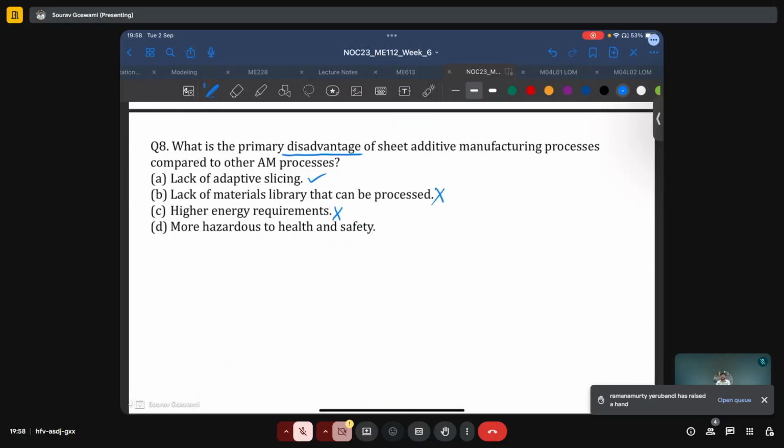And what about the hazard to health and safety? There are a few processes such as cubic technologies, laminated object manufacturing, where indeed, with the use of CO2 lasers, we have some smoke coming out, which needs a proper exhaust. And in other processes where we use mechanical knives, we don't have smokes or fumes.